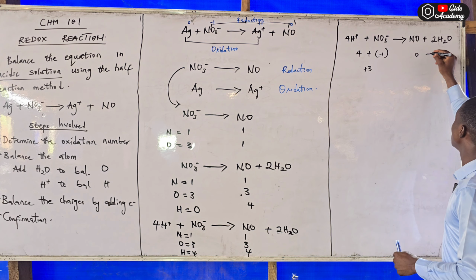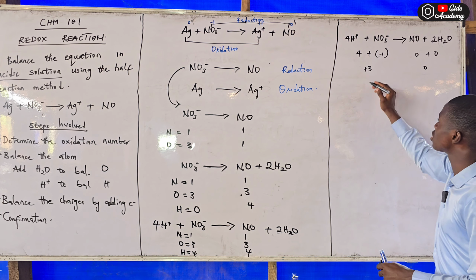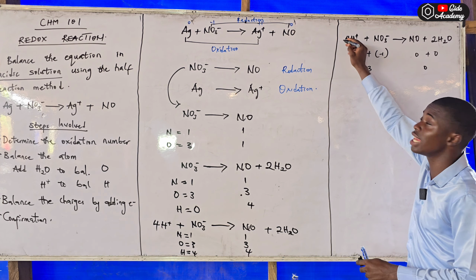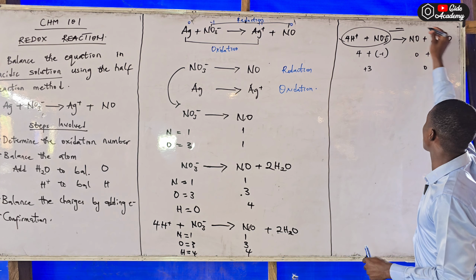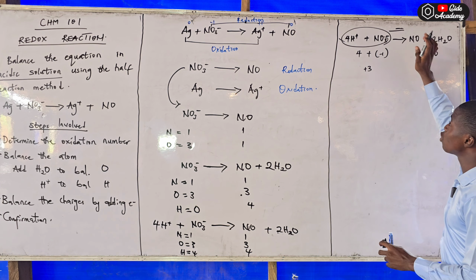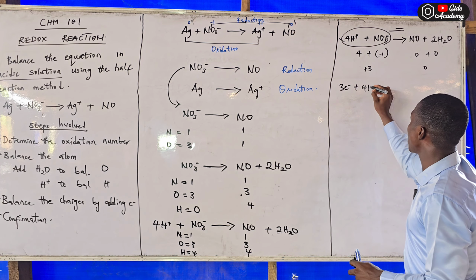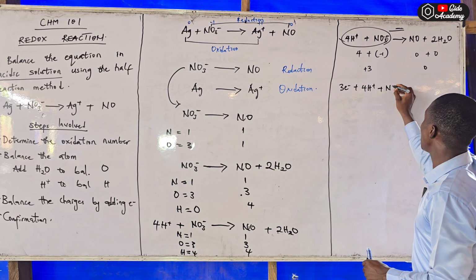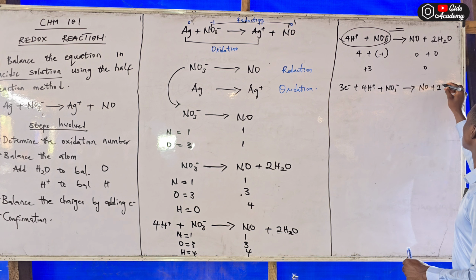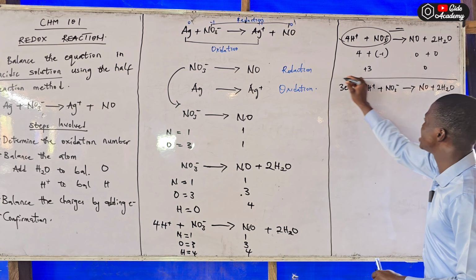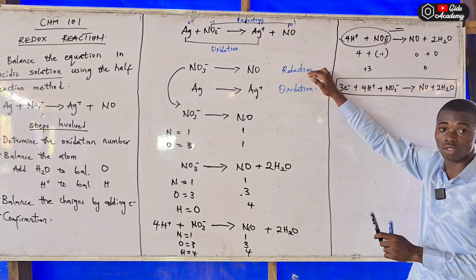What about this one here? It is also what? 0. 0 plus 0 is going to give us what? 0. So that's to say this side here has to gain 3 electrons for this part to be balanced, or to be equal to this other part. So to balance that, I'll have 3 electron plus 4 hydrogen plus NO3 minus to give us NO plus what? 2H2O. So this is the balanced chemical equation for the reduction.